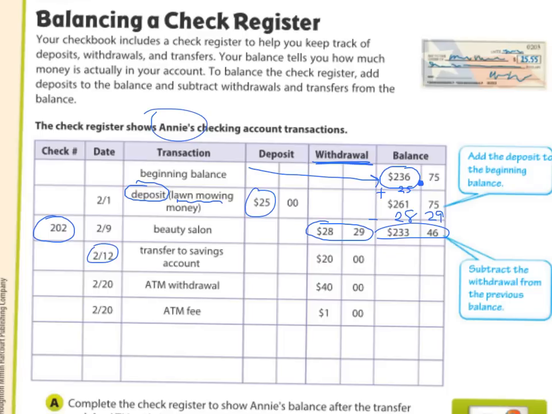A few days later, she made a transfer of money to her savings account. So she took $20 out of her checking account, put it in her savings account. Smart move. Okay, a savings account, you don't write checks on those. It sits there in the bank. So you don't have to write this down, just subtract that $20. An ATM withdrawal, that means she went to the ATM. She took out money from her account. So now she's left with, and change colors.